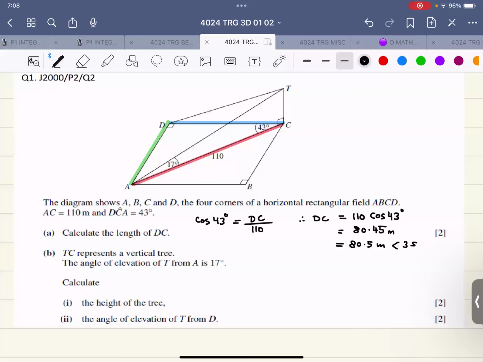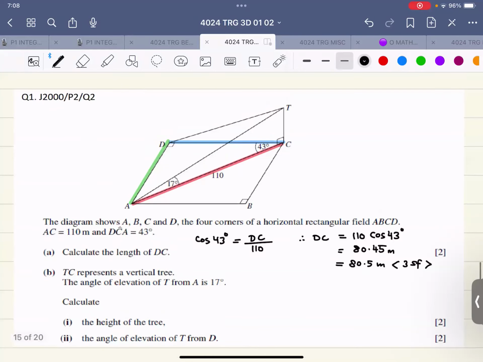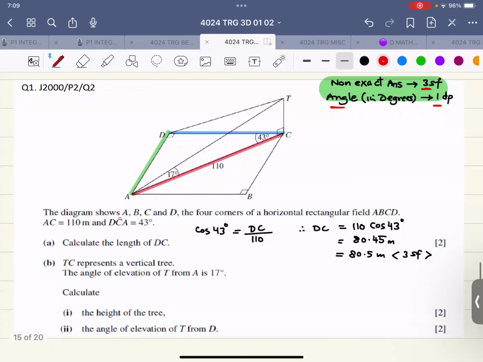And this is correct to three significant figures. So always remember the level of accuracy. That is, non-exact answers in which approximation is necessary should be given finally to three significant figures. And there is an exception. That exception is angle in degrees, and in O-level maths, we only work with degrees. This should be given correct to 1 decimal place. So therefore, we should work in 4SF, and we should work in 2dp in the case of angle.